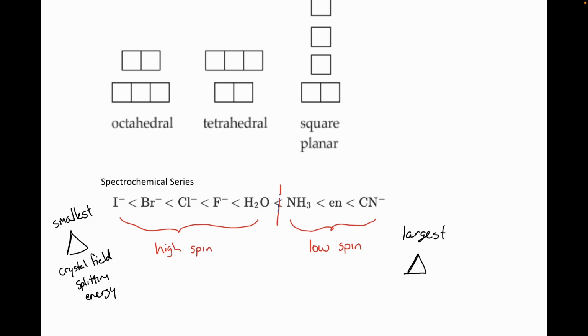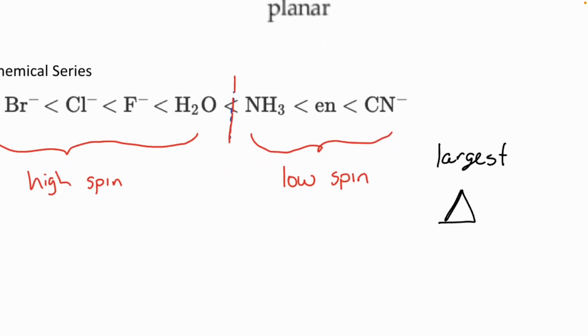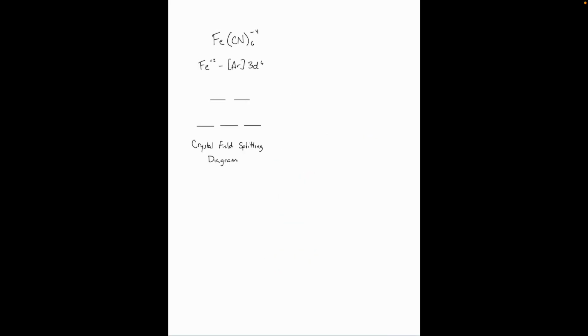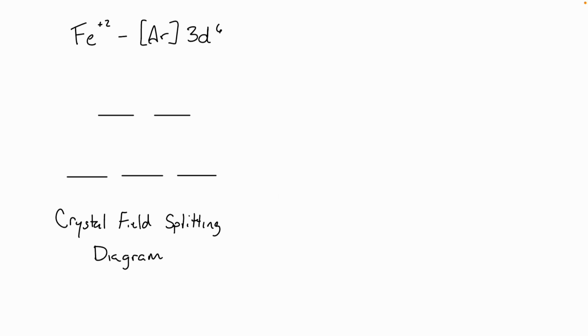So for our current example, which one do we have? A low spin ligand or a high spin ligand? We have this cyanide here, this cyano group. So that's going to be a low spin ligand. What does it mean to be low spin? We're going to fully fill lower energy orbitals first. So if I go to my diagram here, I'm going to start by fully filling those lower energies before moving on to the upper energy.